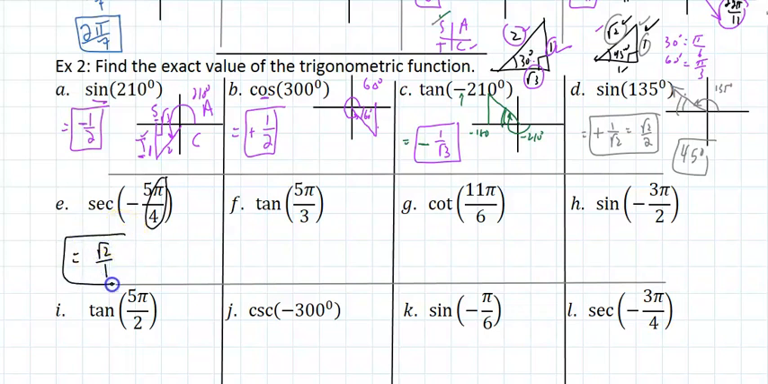The question is, which quadrant are you in? Either you plot it, or you add 2 pi to it. Whatever makes you happy. Negative 5 pi over 4 is actually right there. And we know in this quadrant, sine and cosecant are positive, which means cosine and secant are negative. How about 5 pi over 3?